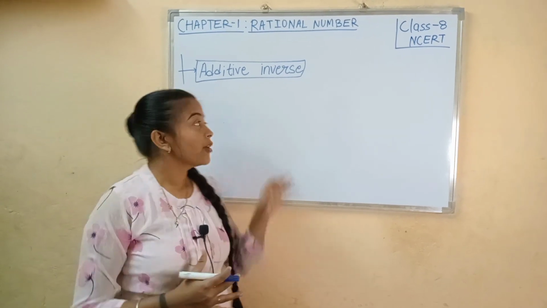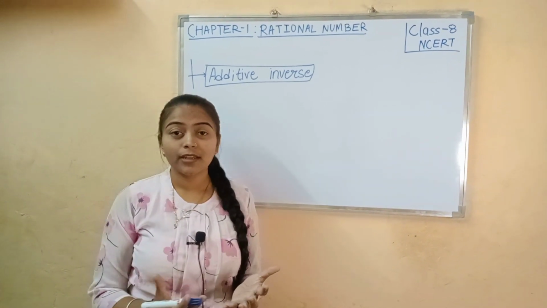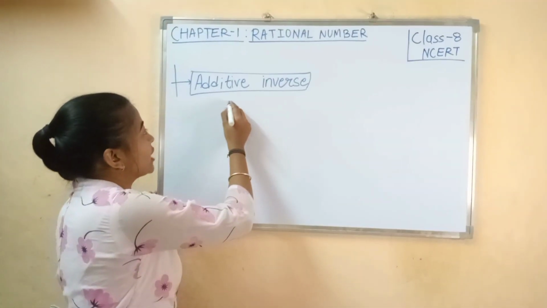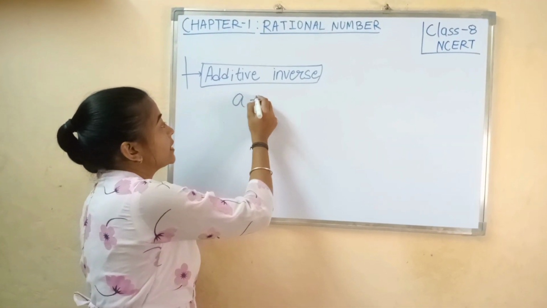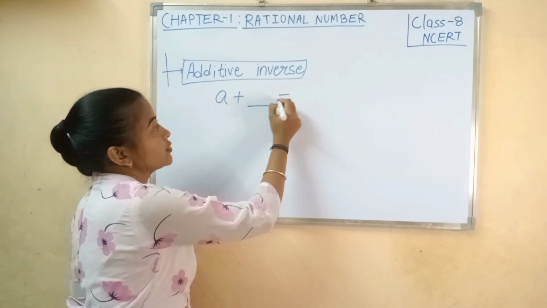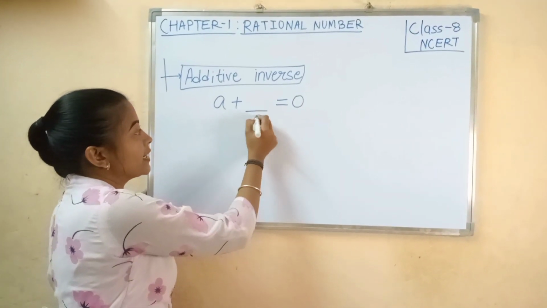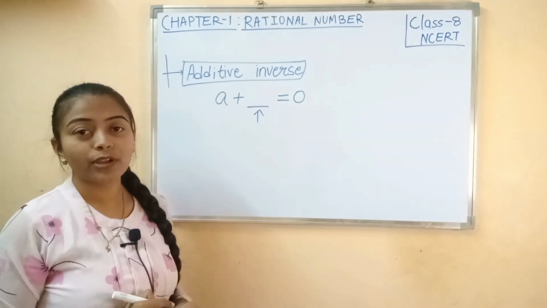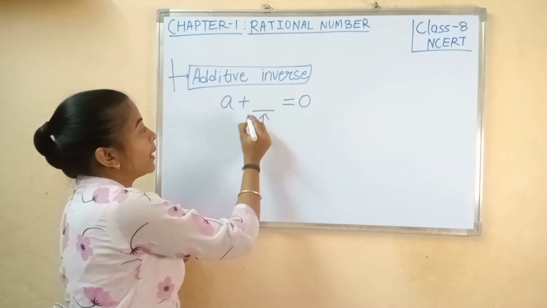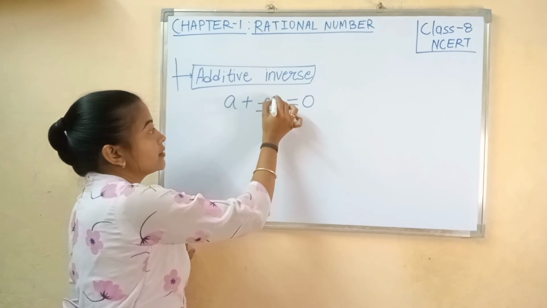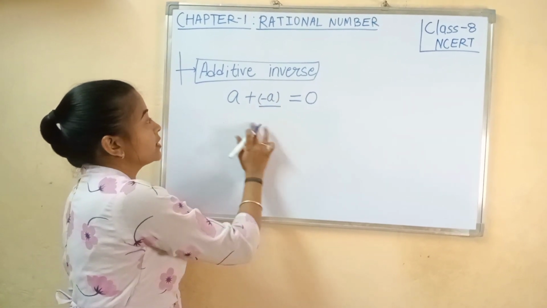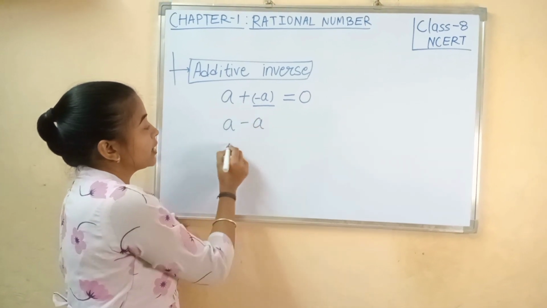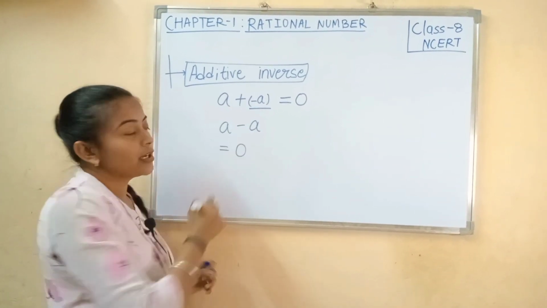What is additive inverse? We can say it is what should be added to a number so that it becomes 0. Suppose a is any rational number, a plus blank equals 0. So what should be added to a so that the number becomes 0? If we add minus a to it, then a plus minus a, what will come? It becomes 0.